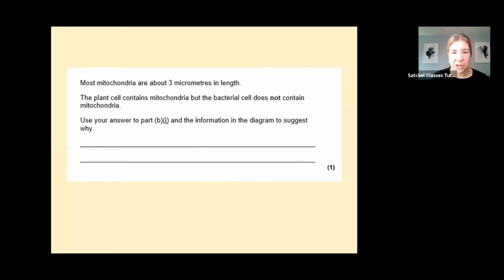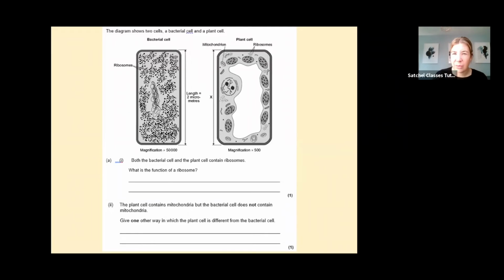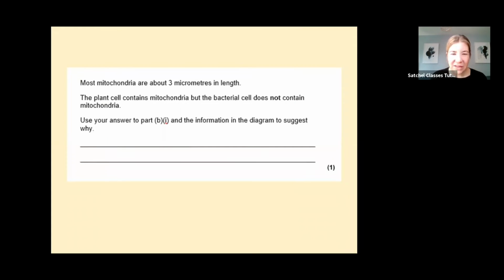Now, I really like this question because even though it seems quite simple, quite a lot of people get it wrong. It's saying that the plant cell contains mitochondria, but the bacterial cell does not. It's saying use the information in the diagram to suggest why, not actually your knowledge, strangely enough. So have a look back at this diagram and think, why would a bacterial cell not contain mitochondria using the information from this diagram? So again, have a go at that. What I'd suggest is that you pause this video if I'm going too fast, because I'm going to go through the answers in a second. So have a go at these questions. Pause the video and have a go.